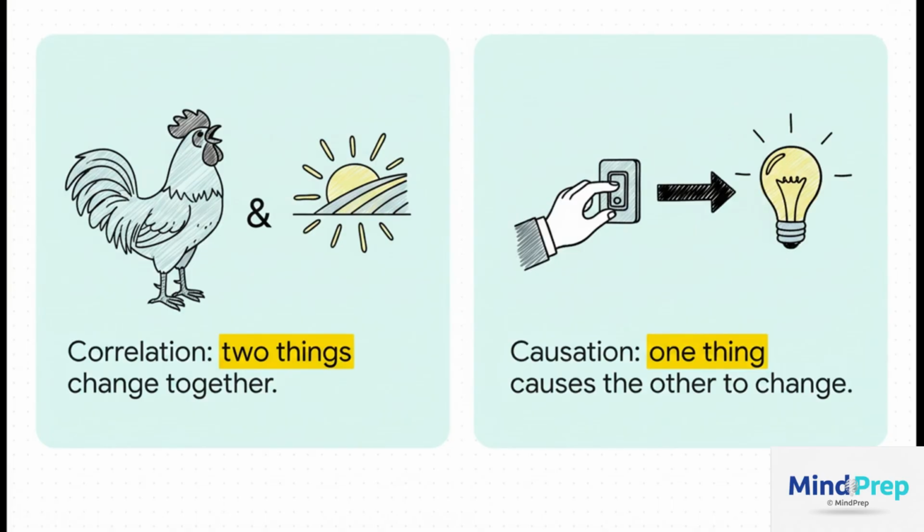Okay, now this is a classic trap. You have to know the difference between correlation and causation. Correlation just means two things are happening around the same time. Causation means one thing makes the other thing happen. The classic example, ice cream sales and shark attacks both go up in the summer. That's a correlation, but eating ice cream doesn't cause shark attacks. Don't follow that false lead.